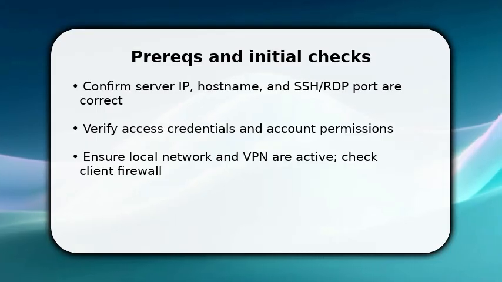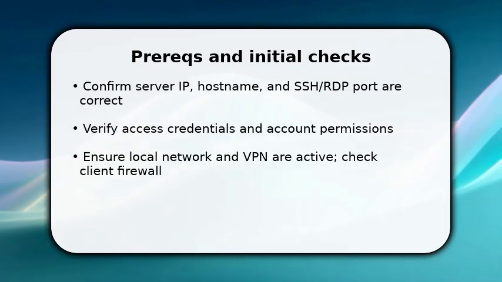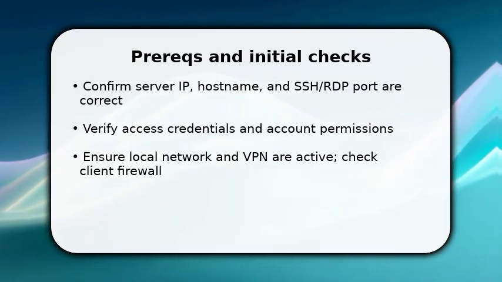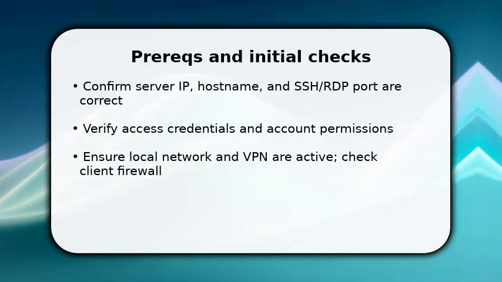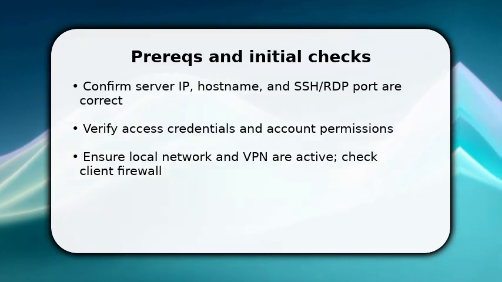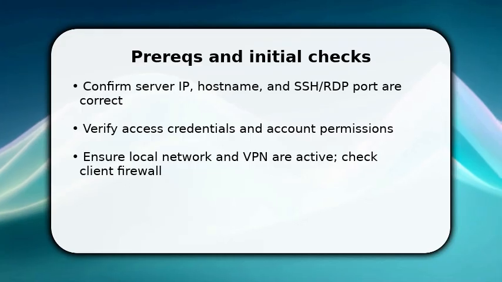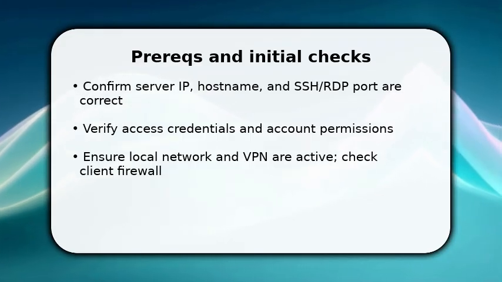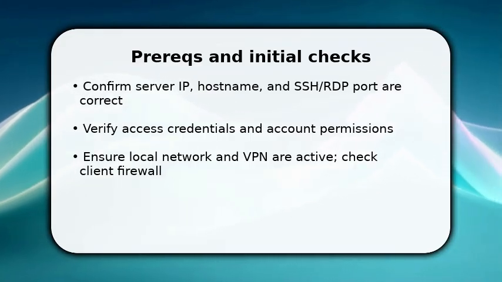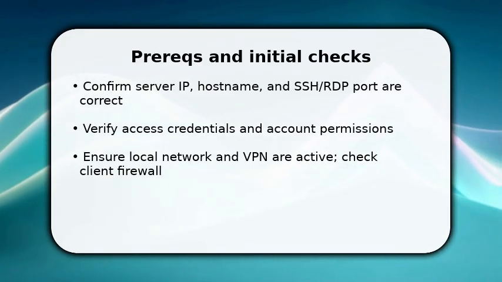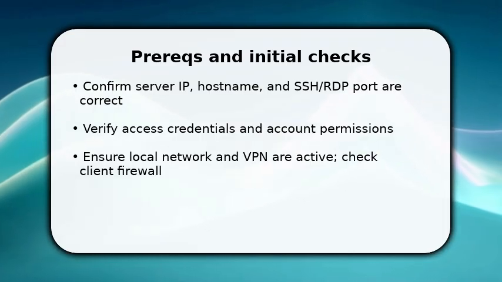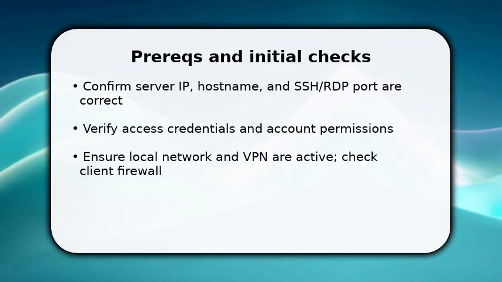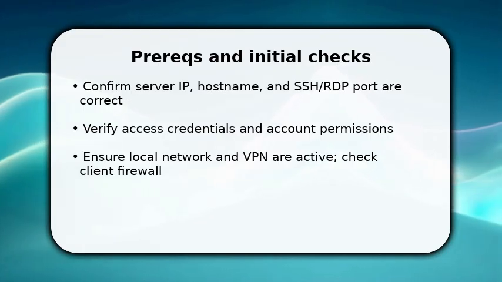You begin now. Confirm the exact IP or host name and the service port so you target the right endpoint. Check your credentials and permissions because authentication failures look like connectivity problems. Next, make sure your workstation network, VPN, and local firewall aren't blocking egress. Once done, try a quick ping or traceroute to see if the route exists. This gives immediate evidence of network-level blockage versus service-level failure.